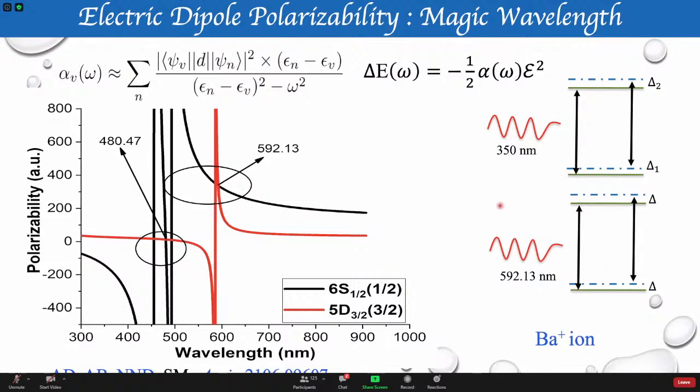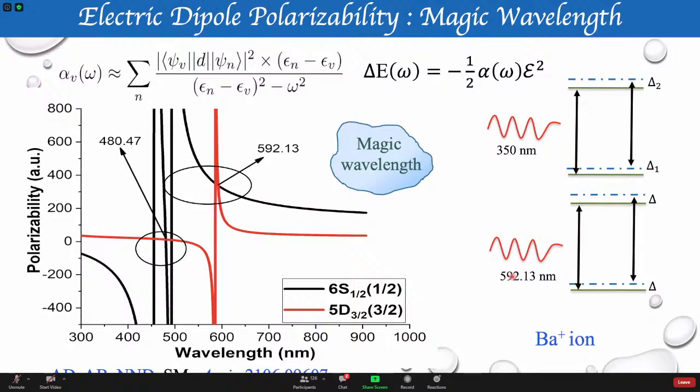So this kind of wavelength, where we get the matching of the polarizability for the two states within which we are looking for the transition, is called a magic wavelength. They are called magic because they show miracles: at that wavelength, the transition states are insensitive. If you can calculate this and give it to the experimentalist, they will use this wavelength to do their experiment. That is a theoretician's work. So these are known as magic wavelengths.